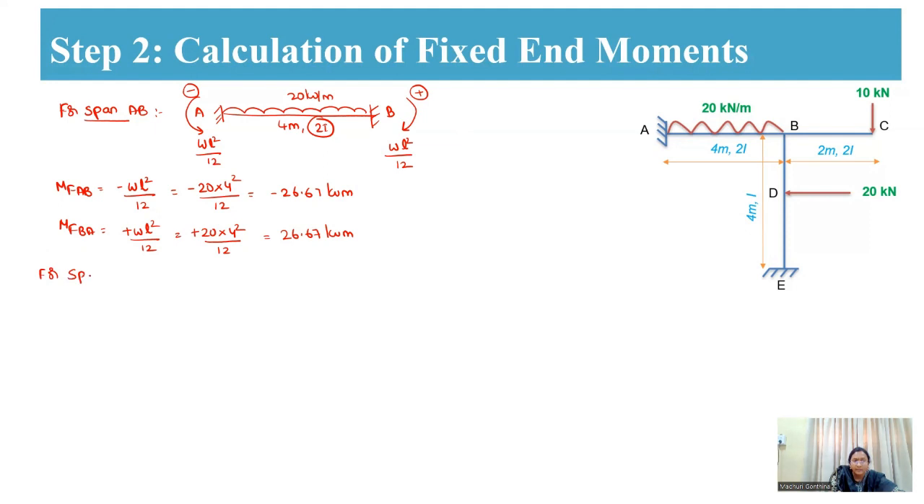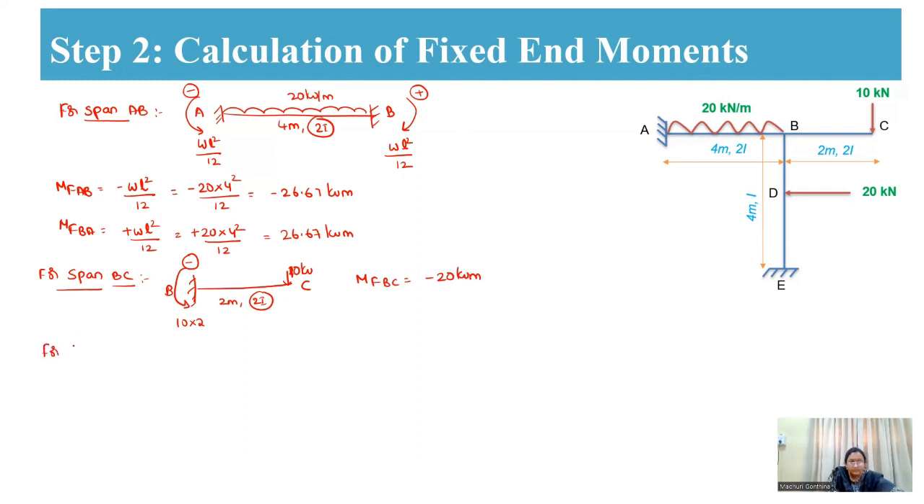Now considering span BC, as it is something like a cantilever overhang portion, which has a load of 10 kilonewton. This is B and C. This is 2 meters and 2I. Therefore at B it is having a hogging moment of 10 into 2, that is WL. Therefore MFBC will be equal to minus 20 kilonewton meter.